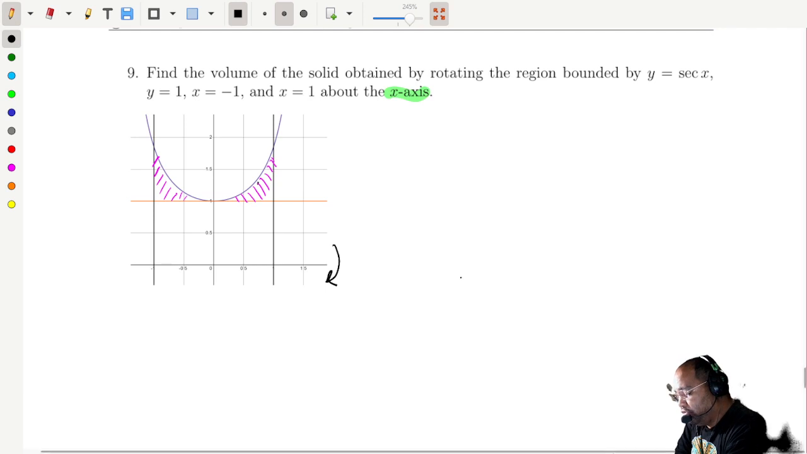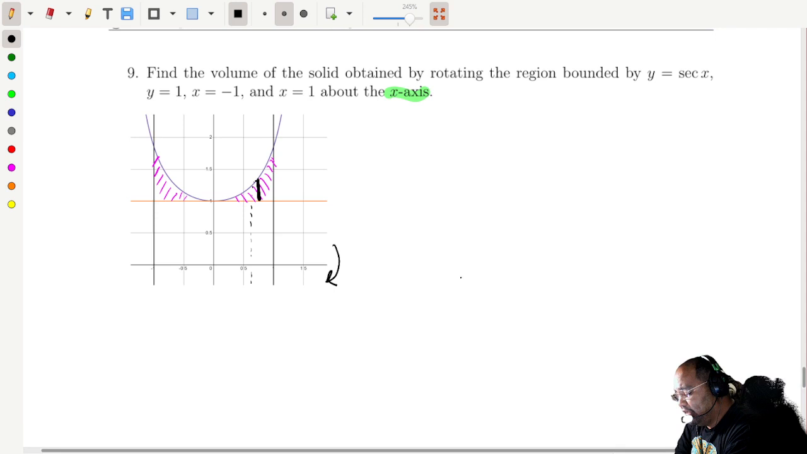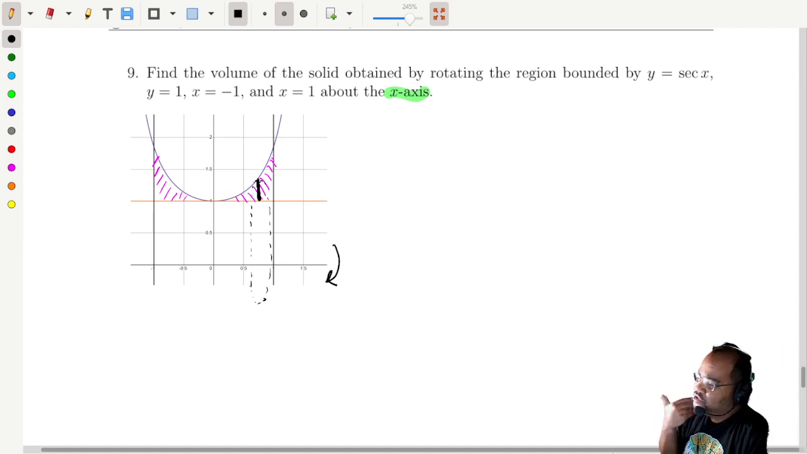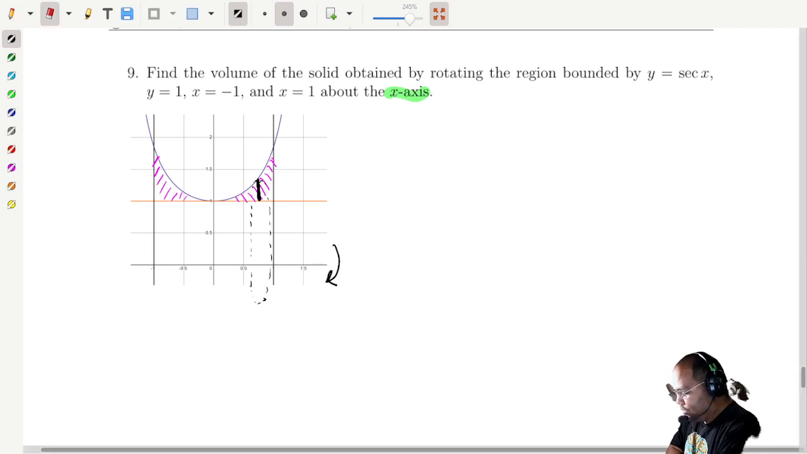Okay, so let's draw in our little slice. You can kind of get an idea for what this thing would look like. Now we need to think about, again, what is our radius function? We think top minus bottom. So our radius function here will be composed of two parts. We have the part on the outside, which is going to be the secant.